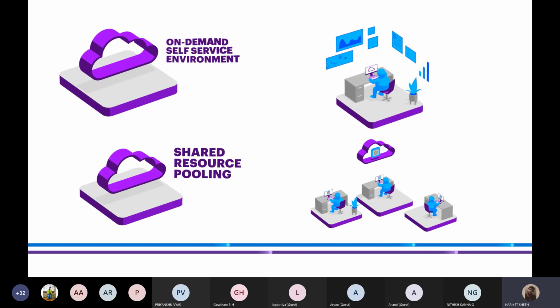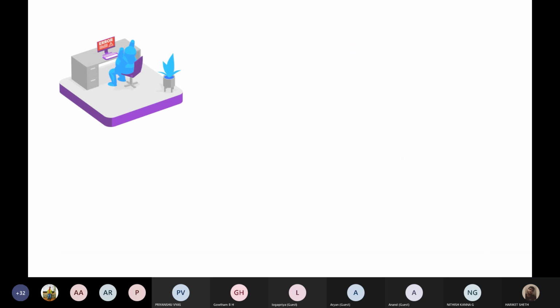So it's not like one resource is used by only one user. One resource can be used by multiple users, and that too at the same time. So that is how it's based on the shared resource pooling concept. So rather than creating a copy of the application, several users configure it according to their specific needs. It's not like you always have to copy the whole application and use it. You can actually configure it according to your needs, and then you can start using that particular resource.